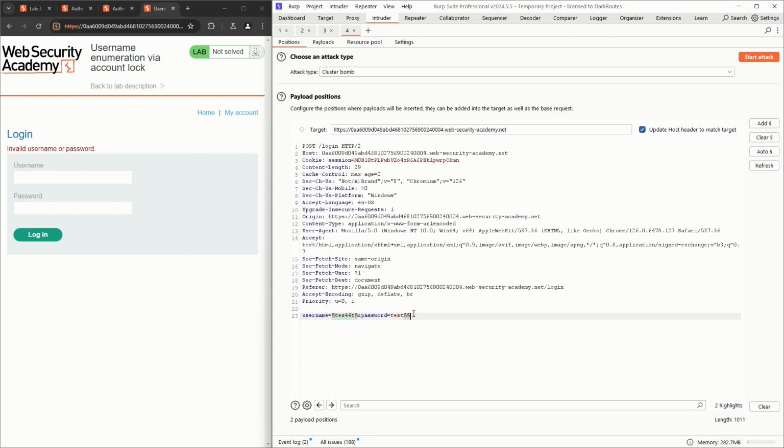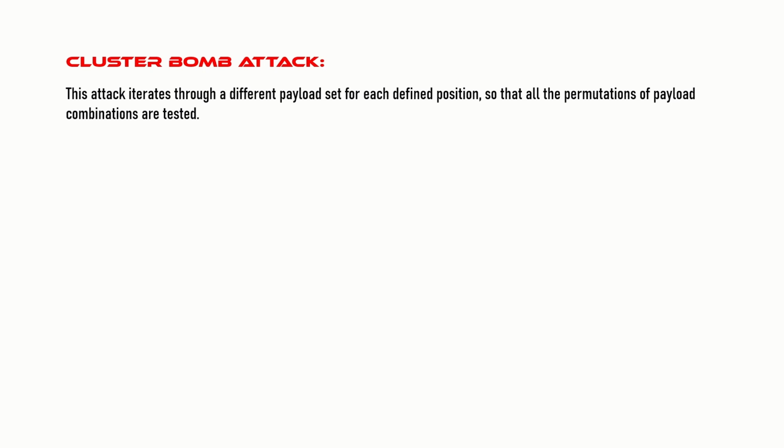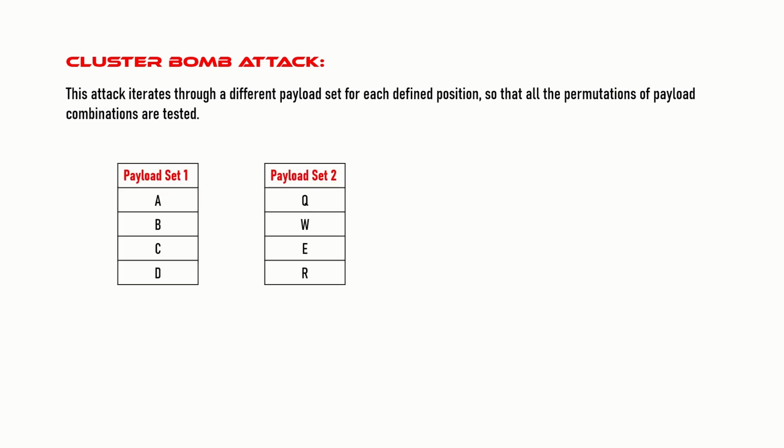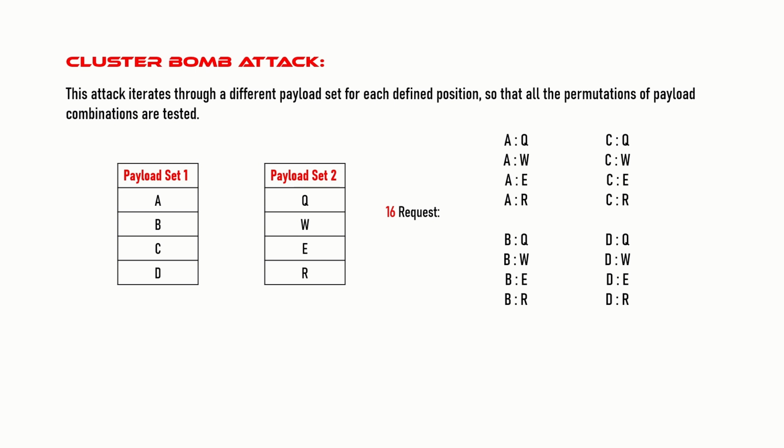Now let us see with an example how the cluster bomb works. A cluster bomb attack iterates through a different payload set for each of the defined positions so that all the permutations of the payloads are tested. Assume that we have two payload sets, payload set 1 and payload set 2, and the values are ABCD and QWER. During a cluster bomb attack, it will send a total of 16 requests by combining payload set 1 and payload set 2. The combinations will look like this: AQ, AW, AE, AR, followed by BQ, BW, BE, BR, and then the combinations of C and then D.